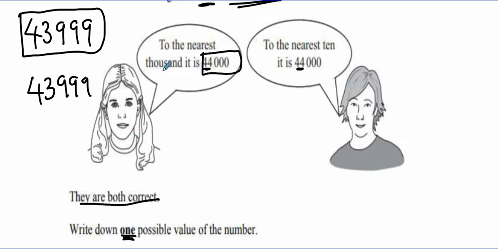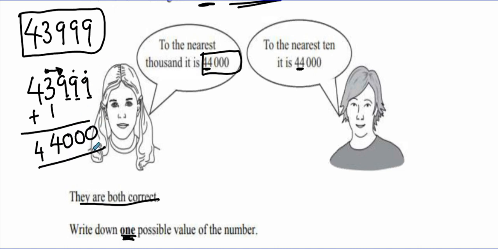Okay, so where is the thousands place? We have ones, tens, hundreds, thousands. So check on your right, it is 9. 9 is bigger than 5, so you'll be adding 1 here. So this is 4, and this is 4. The 999, all these three nines become 0. See? So Mia is correct. So the number is 43,999.